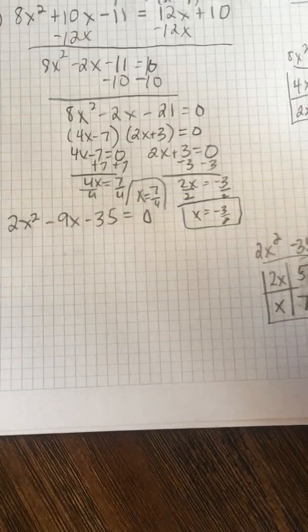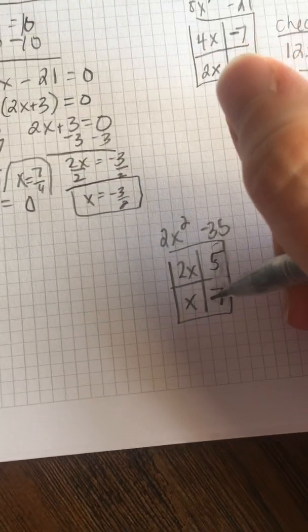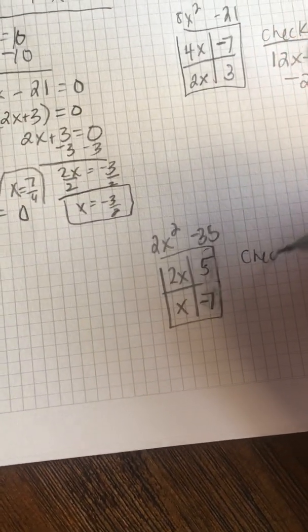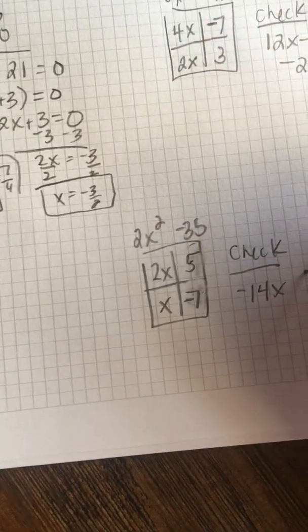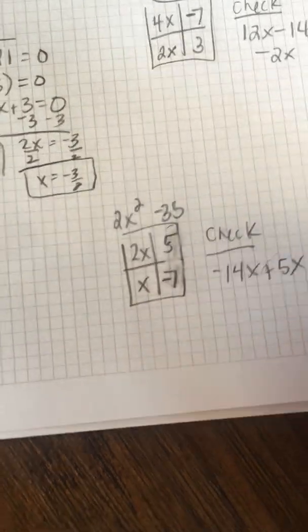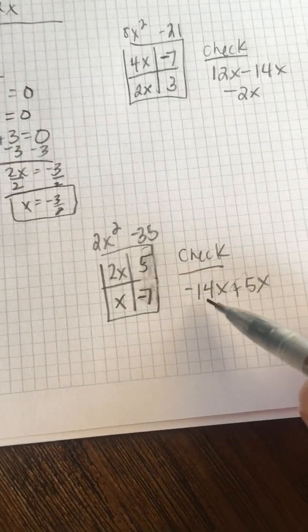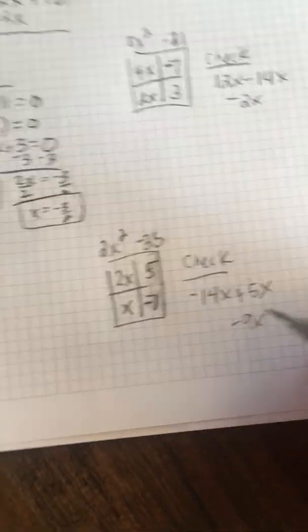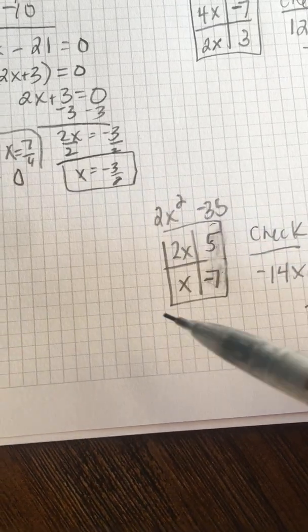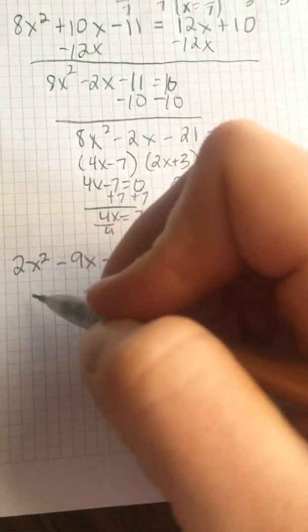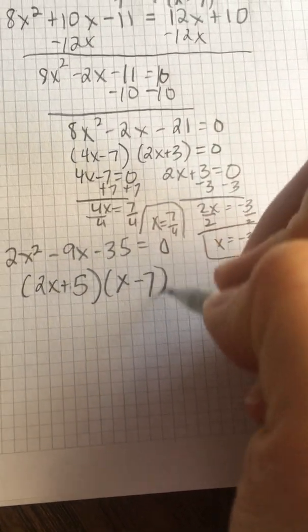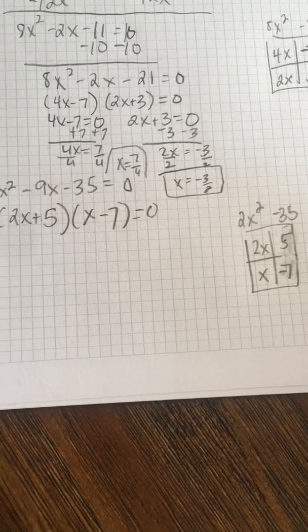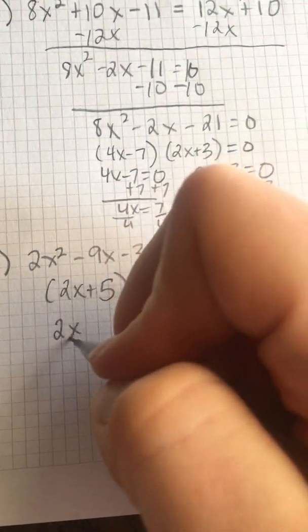I had a 7 and a 5, so now I want to do 5 and 7 and try that. I need a negative with one of those. I'm going to put it with the 7. Check. Diagonal, negative 14x. Diagonal plus 5x. Subtract, keep the sign of the bigger, you get a negative 9x. Does that match our middle term? Yes, it does. My factors are 2x plus 5 and x minus 7. And now we take each of these and solve.